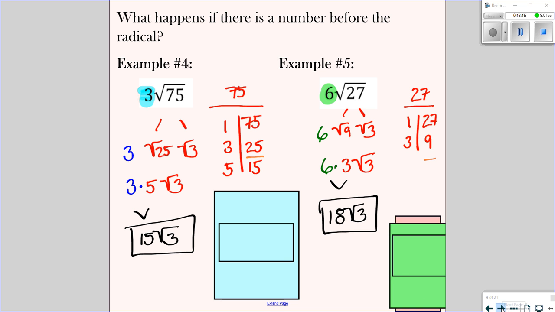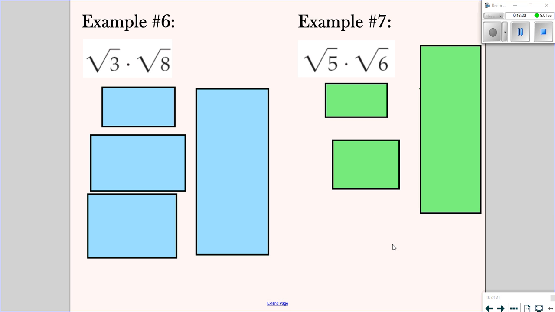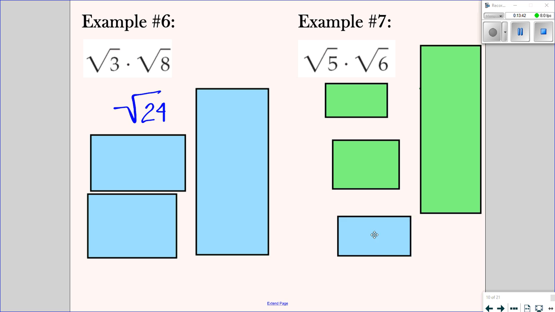Okay, let's look at another example. Okay, so now this is a situation where you have two radicals being multiplied. All you have to do is multiply the numbers underneath the radical. Multiply them, but make sure you keep that radical sign. So for this one, radical 3 times radical 8 is radical 24, a square root of 24. Notice I usually say radical. It's the same thing. You can say square root of 24, or you can say radical 24. That's the name of the symbol, the radical symbol.